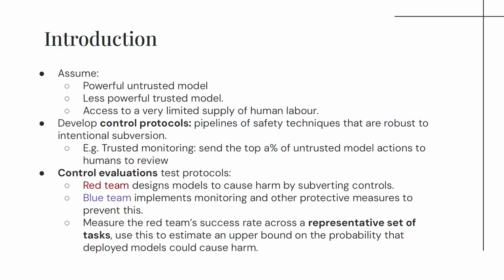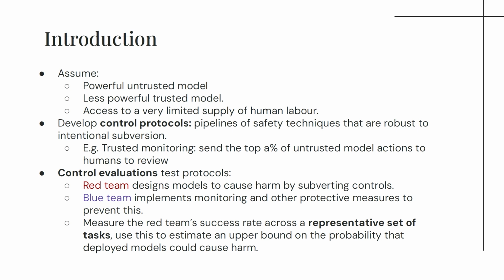And we have a bunch of assumptions here. We're assuming there's some new model that we've just trained that we don't know if we can trust or not. So this is going to be more powerful than all existing models. And we also have a less powerful model that we do trust because it's been deployed for a long time and so on. And we also have access to a very limited supply of human labor who can do things like audit transcripts from the agent and so on.